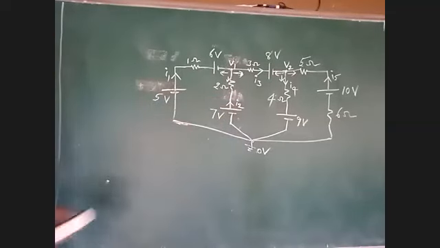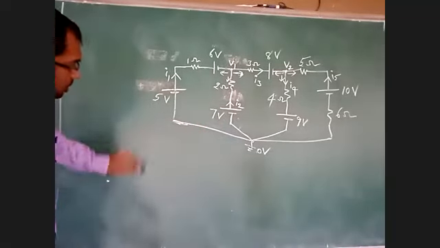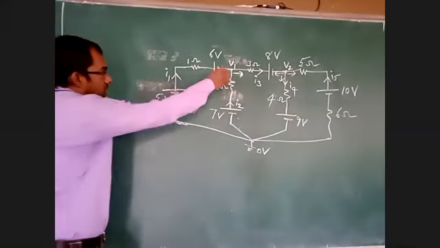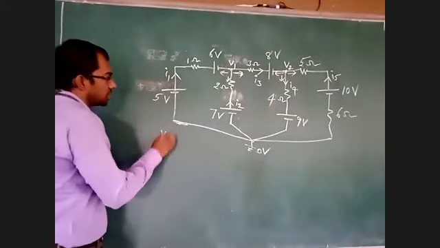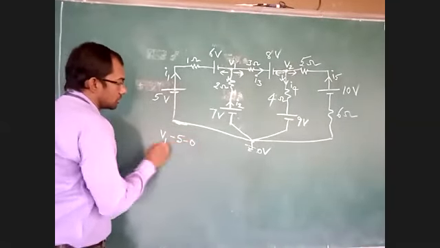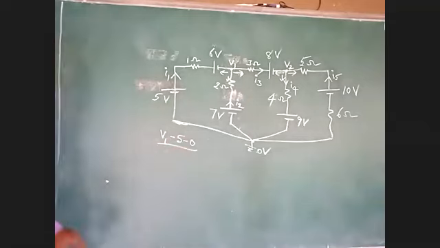Okay. Now I'll write the nodal equation. See, at this node we are having 3 arrows. First I am writing this arrow. V1 minus 5 minus 0 by, what is the resistance?